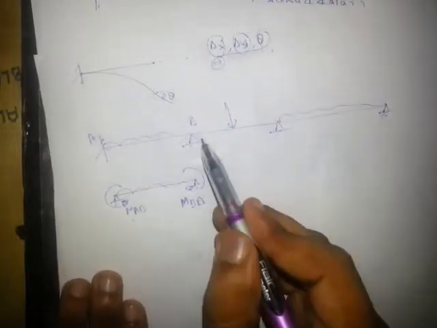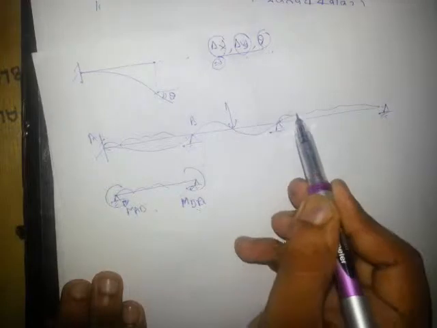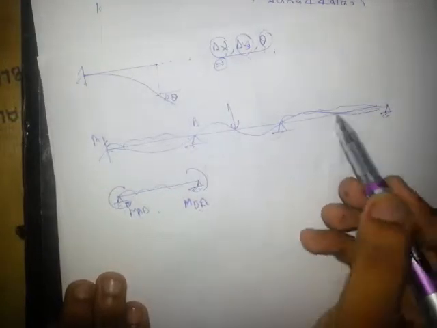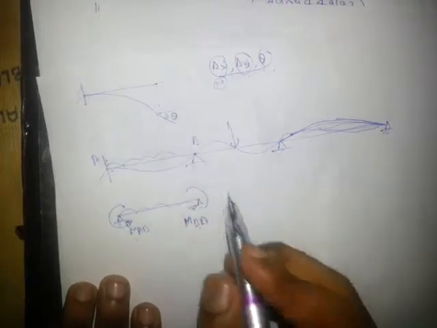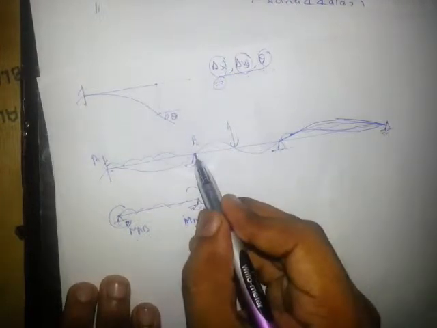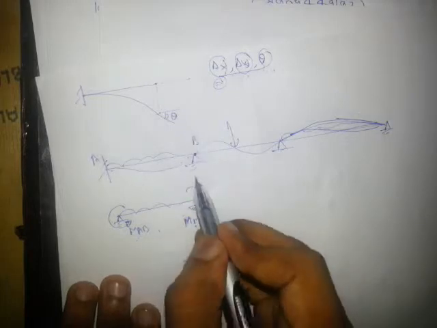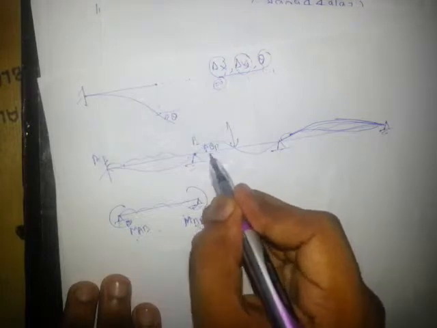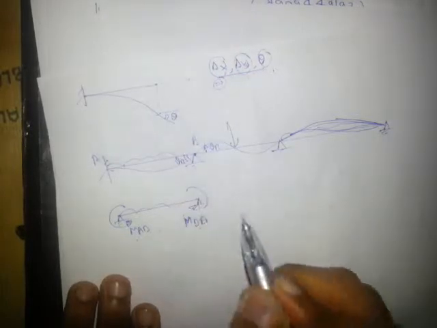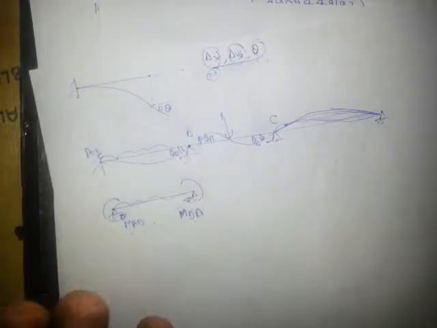For example, this beam may bend like this, right? This is joint B. At this joint B, how much displacement can there be? It cannot go in this direction, it cannot go in this direction, it can only rotate, so only theta B is present. Similarly, this is C, only theta C is present, right?